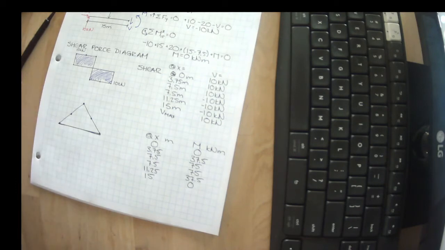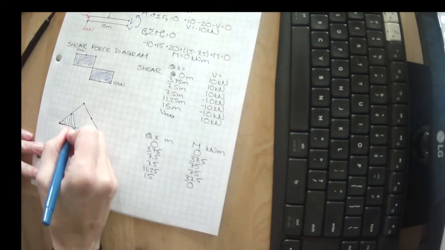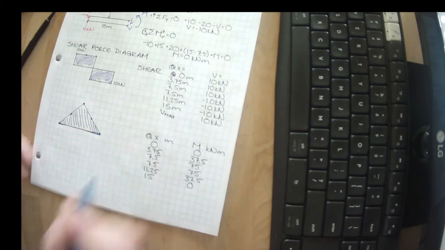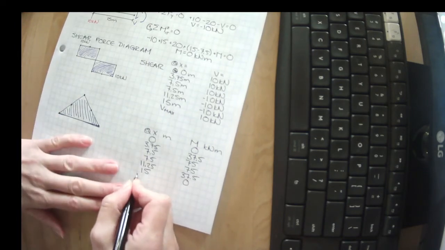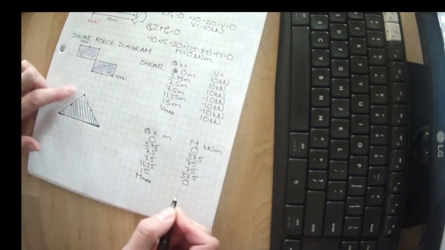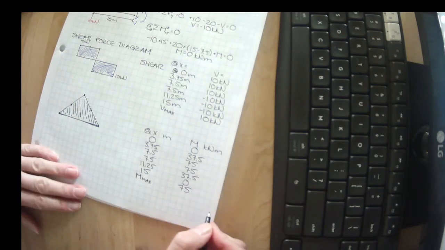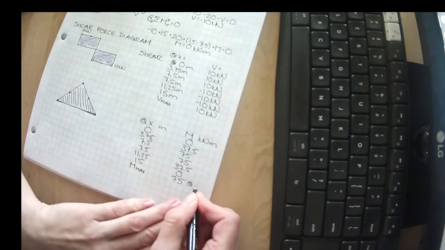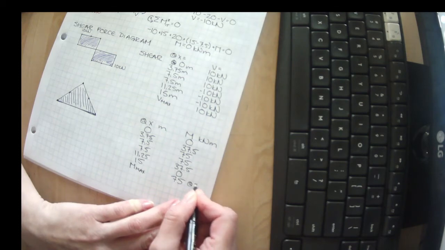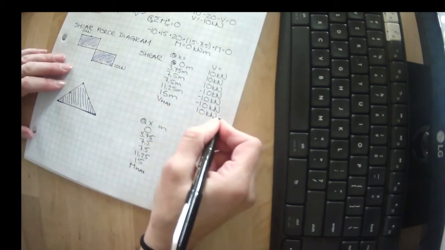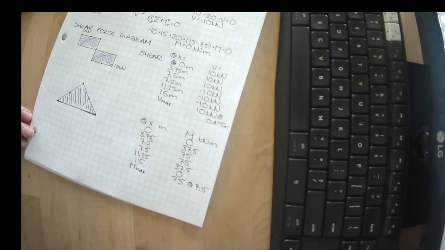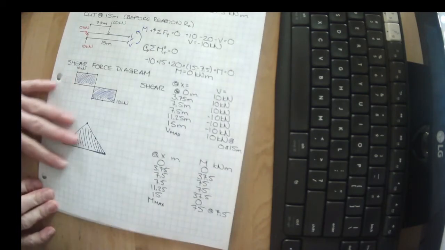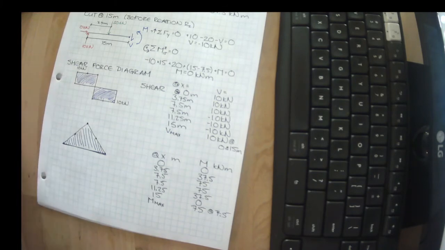This looks like a nice little diagram that tells us what the moment is anywhere along our beam. And look at this. M max equals 75 kilonewton meters, and it is at the middle of the beam, at 7.5, or the midpoint. And this was at 0 and 15 meters. So we can see now, at a glance, kind of what's happening with the internal forces on this beam.